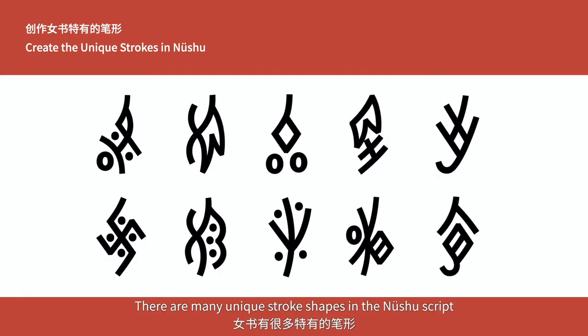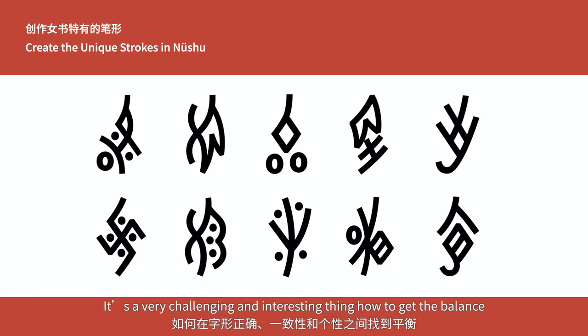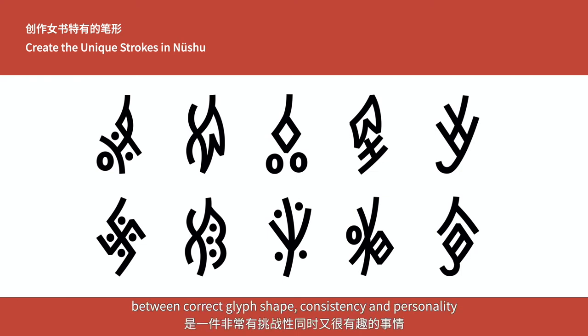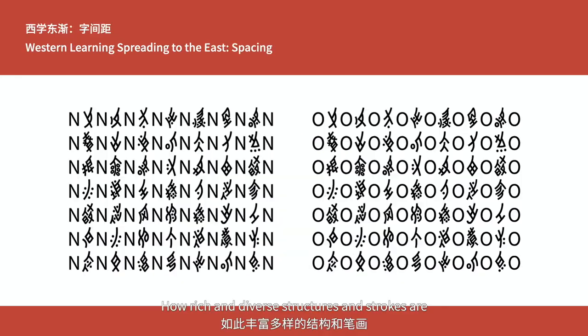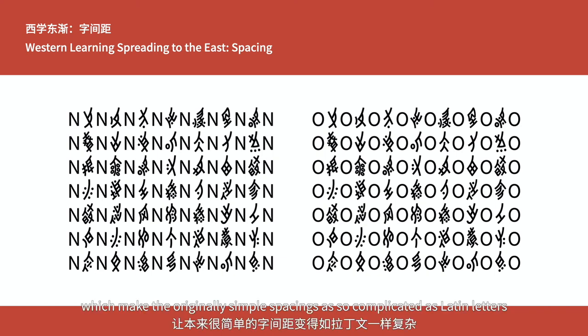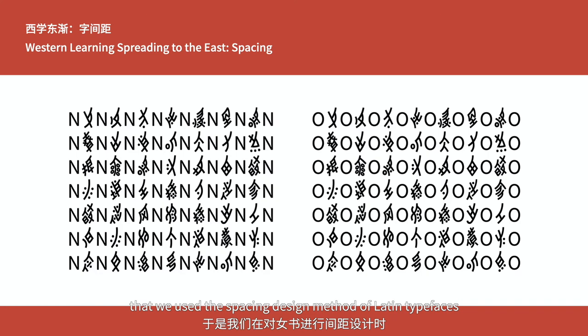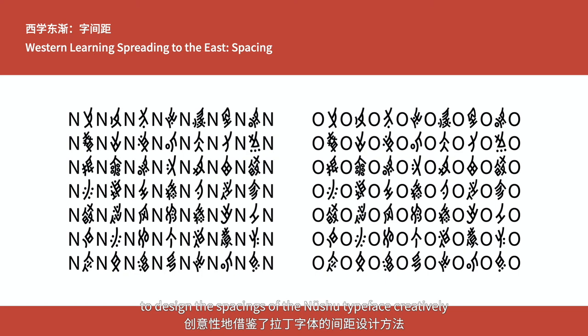There are many unique stroke shapes in the Nüshu script. It's a very challenging and interesting thing to get the balance between correct glyph shapes, consistency, and personality. The structures and strokes are so rich and diverse that the originally simple spacing becomes as complicated as Latin letters, so we use the spacing design math of Latin typefaces to design the spacing of the Nüshu typeface creatively.